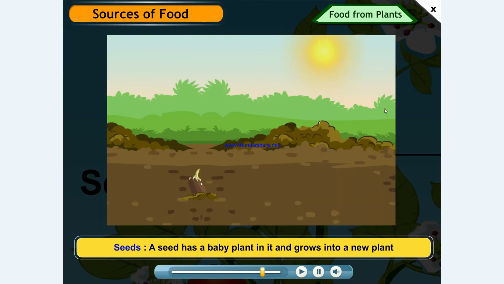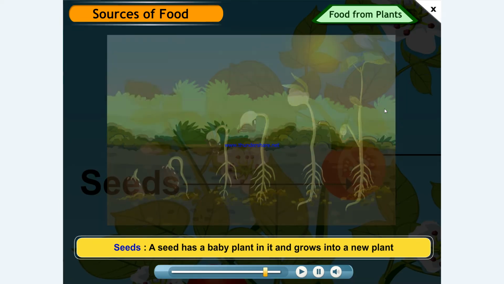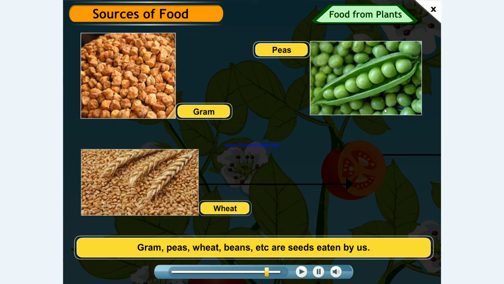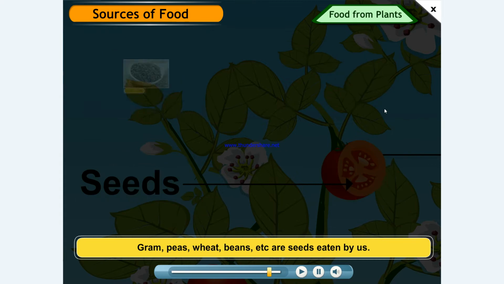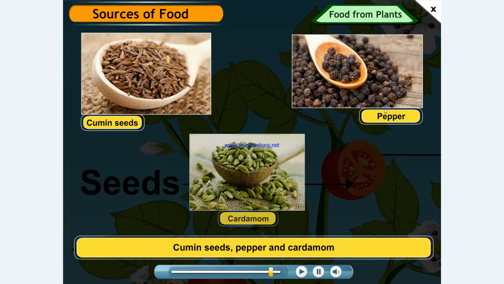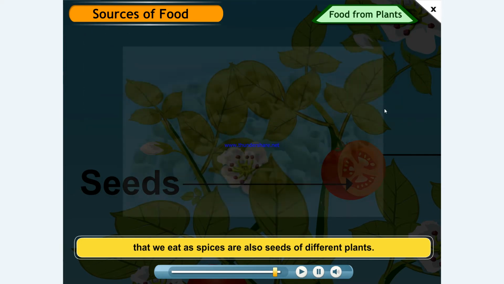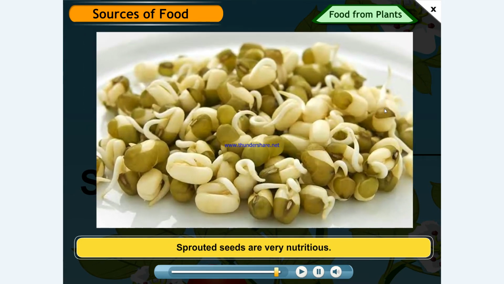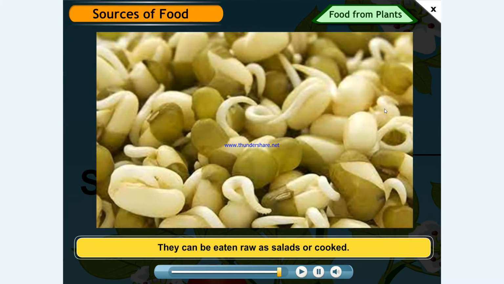Seeds. A seed has a baby plant in it and grows into a new plant. Gram, peas, wheat, beans, etc. are seeds eaten by us. Cumin seeds, pepper and cardamom that we eat as spices are also seeds of different plants. Sprouted seeds are very nutritious. They can be eaten raw as salads or cooked.